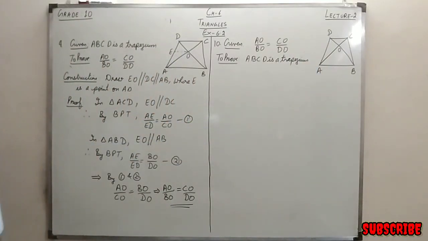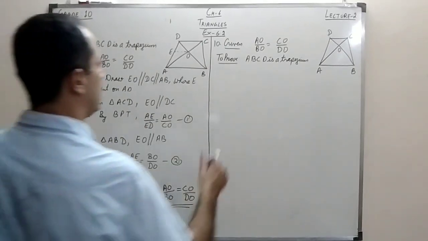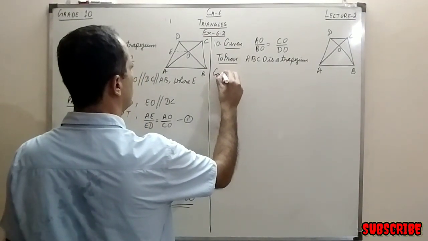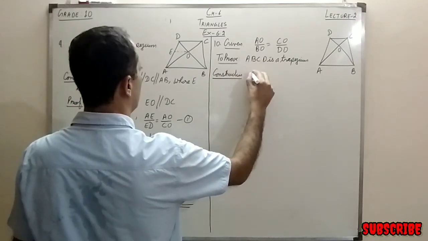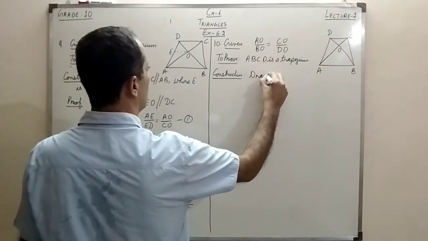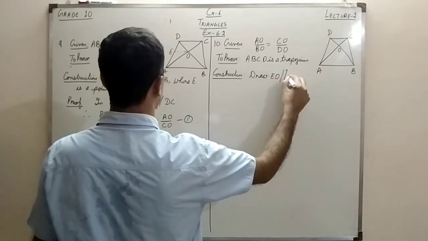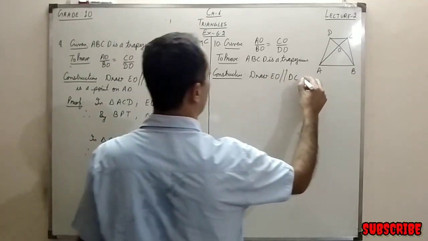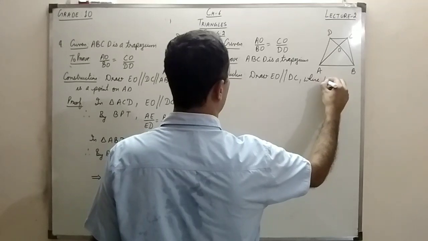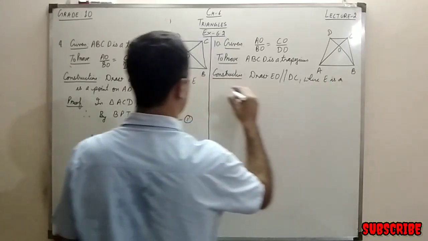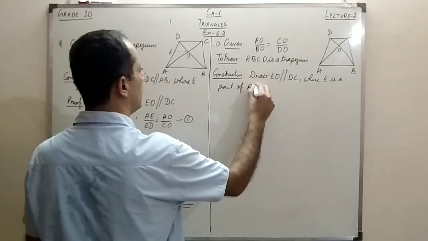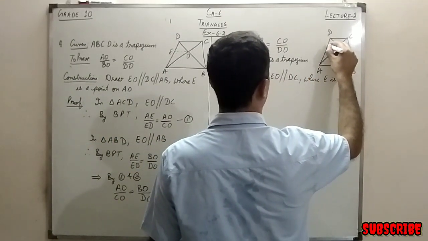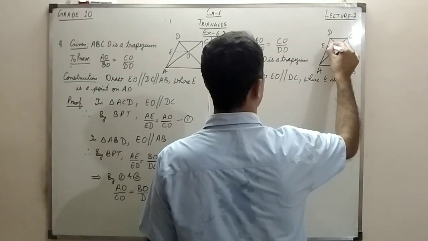Now again there is a construction which is the same as in the previous question. So again we write the same construction here, a little bit different from the previous question. We draw EO parallel to DC, where E is a point on AD. So I take a point E here and just join.